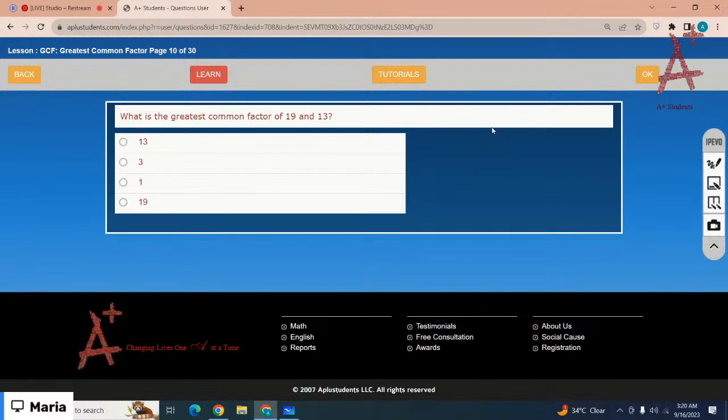The greatest common factor of 19 and 13 is, they both are prime numbers, right? 19 is a prime number and 13 is a prime number. So that means their greatest common factor is 1, right? Because prime numbers have only two factors, 1 and the number itself. So because they both are prime numbers, they have only one common factor, that is 1, right?